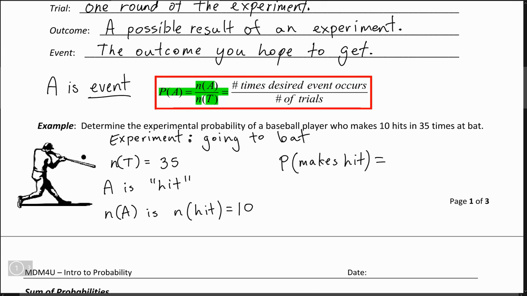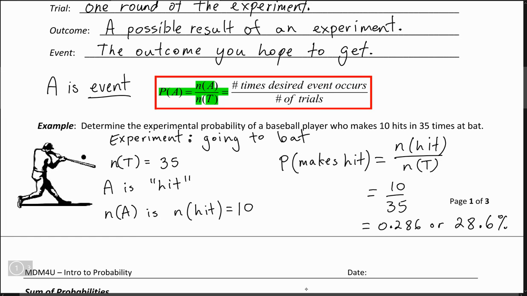And that's equal to the number of times he hit the ball over the total number of trials, which is 10 out of 35. And if you convert that to a decimal, you get 0.286. And as a percentage, that can be expressed as 28.6%. And all you have to do is move the decimal place 2 times to the right to get your percentage. Okay? Or you can multiply by 100.